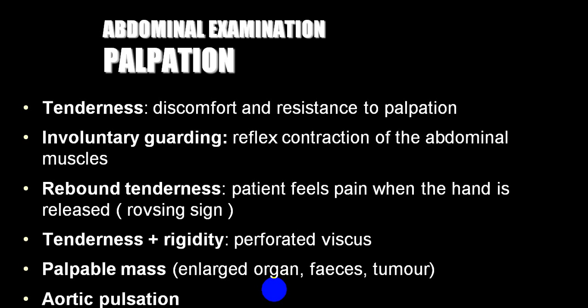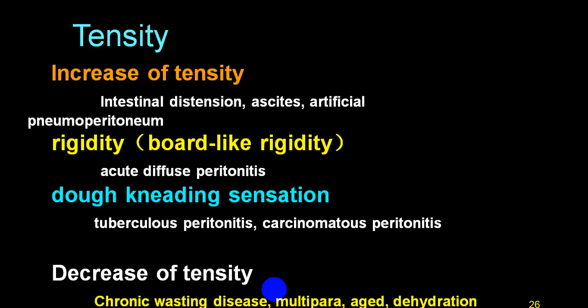If it is a transmitted pulsation, it will be because of a mass like lymph nodes sitting over the abdominal aorta, and when it becomes difficult, you can do the examination in a knee chest position.